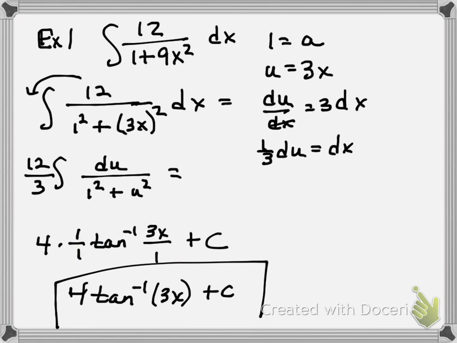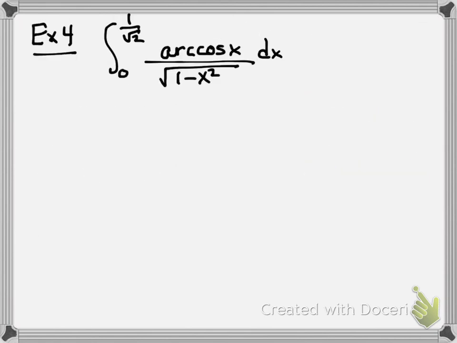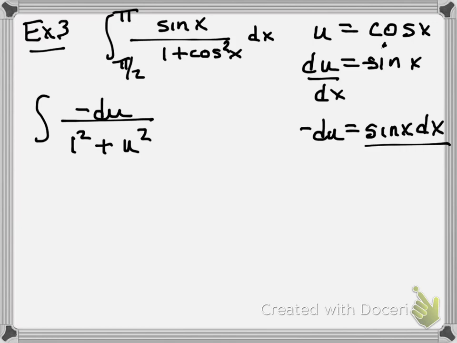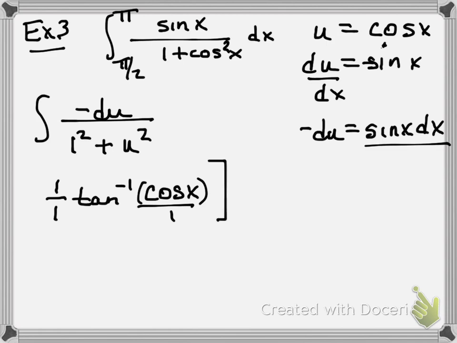And here we had a 1 over a, which my a value is still a 1. So 1 over a inverse tangent of u over a, and keep in mind that my u is a cosine x, and my a is just a 1, so I don't have to put that 1 underneath here. It's okay if you do. And then normally we would have a plus c, but now I have numbers to plug in.